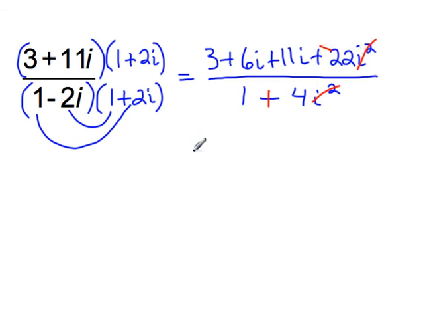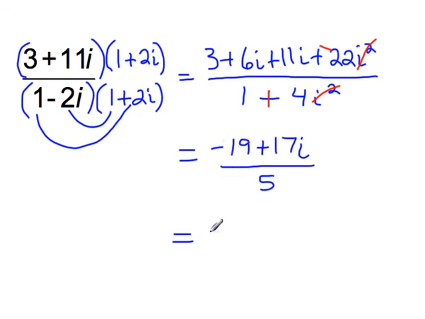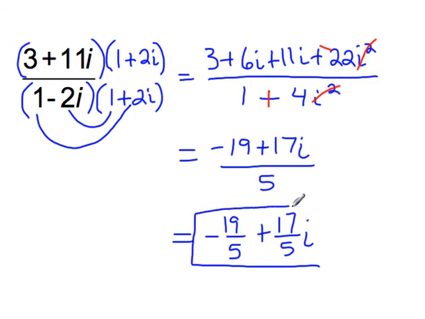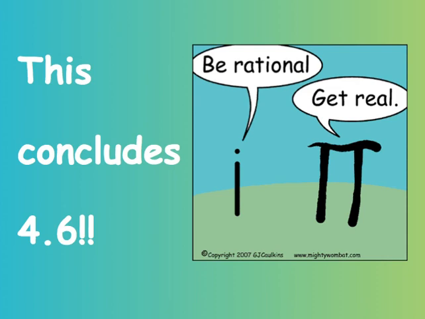Now, let's put these together. 3 plus -22 is -19. Combine the i's, it'd be plus 17i, all over 1 plus 4 is 5. Now, to write this in simplest form, I'm going to take these two over each other, so it'd be -19/5. And then I take these two over each other, and it's going to be positive 17/5 i. So that would be my final answer written in complex number form. And that now concludes section 4.6.